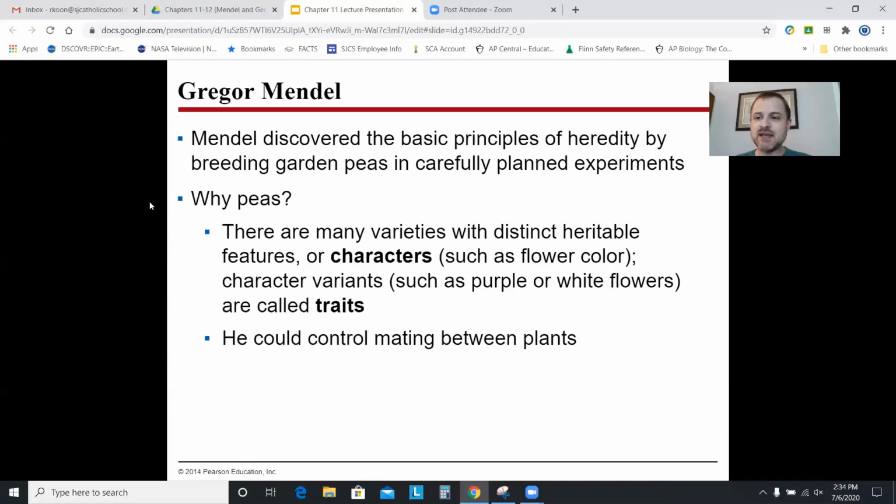Peas are a great plant to use. You can get many generations very fast. One pod can have multiple seeds in it. And there's lots of traits that come in only two choices, like purple flowers, white flowers, green seeds, yellow seeds, round seeds, wrinkled seeds, tall plants, short plants. If you use something like skin color in humans, there's a whole spectrum of choices. So using traits where there's only two choices, a binary choice, was very smart. Plus he could control which plants mated with which plants.